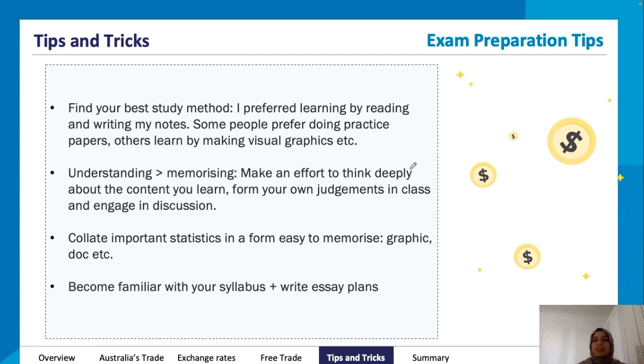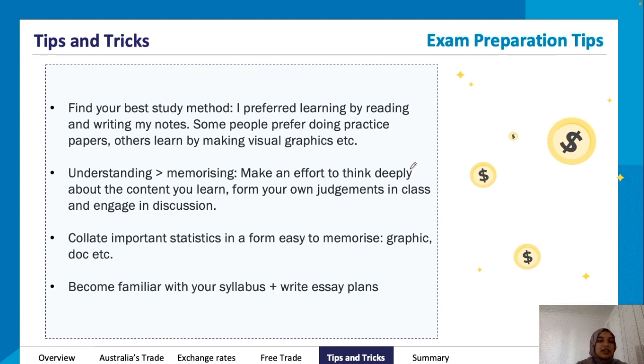Look at real life examples. That really helps. Look at news articles related to exchange rates, related to the GFC, to COVID, the stimulus packages, monetary policy, fiscal policy. That will help you form your own judgments. That will help you actually understand rather than just memorize whatever the textbook is saying.